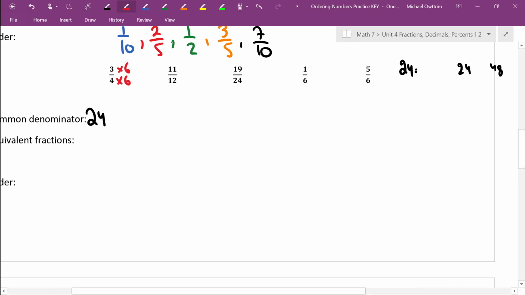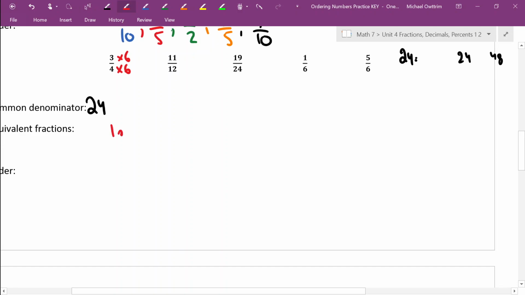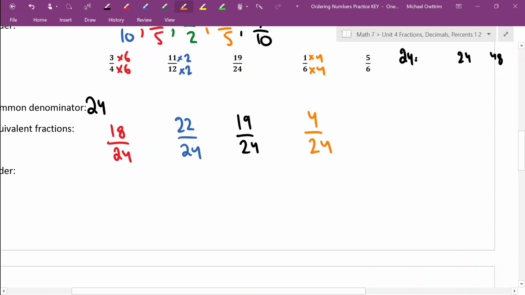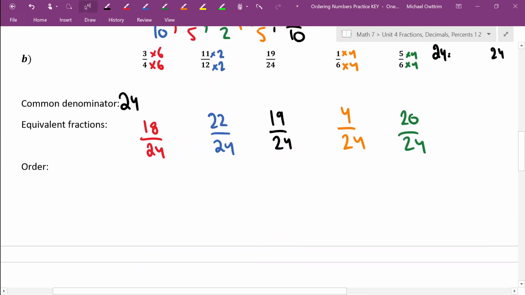Let's multiply by 6 in our first fraction to make a denominator of 24. 3 times 6 on the top will give us 18. Let's multiply by 2 in our second fraction. That will give us 22 out of 24. Our middle fraction there already has a bottom of 24, so we can just leave it be. And then our 6 is on the bottom. We're going to need to multiply it by 4 to make 24. Out of 24. Now we can go ahead and order these.